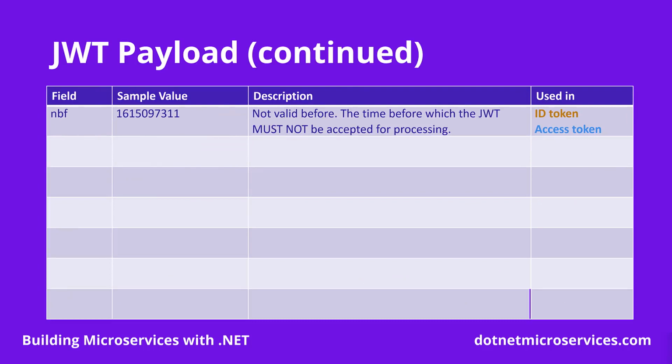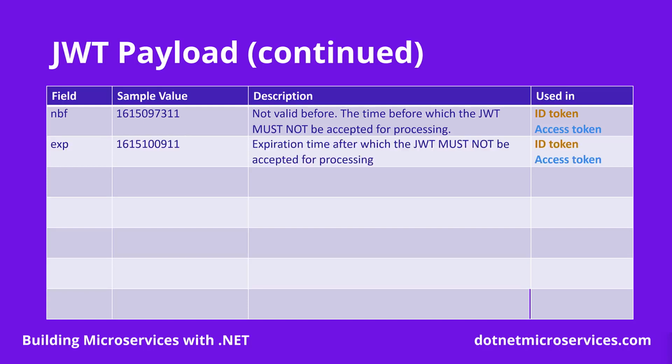Then we have a series of values that are really datetime values associated to the token, starting with NBF, which means not valid before, and this is the time before which the JWT must not be accepted for processing. So you cannot use this token before that date. Now these and all the datetime values are defined in seconds since the Unix epoch, which is the number of seconds that have elapsed since January 1st, 1970. EXP is the expiration time after which the JWT must not be accepted for processing. IAT identifies the time at which the JWT was issued.